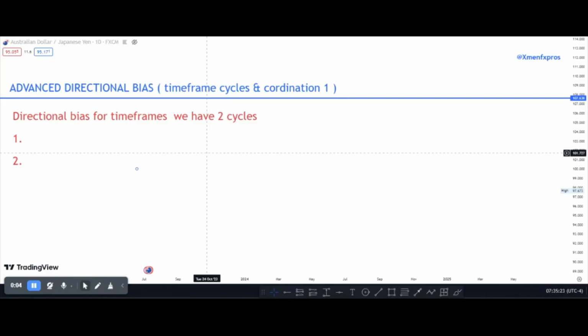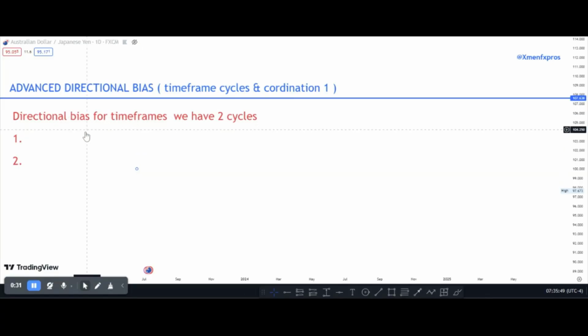So after understanding what directional bias is, we have another important part that we need to pay attention to, like we discussed. We're going to look at what we call time frame cycles and time frame coordination, part one. Under directional bias, since all of us realize that is what we call the actual true trend, for time frames we have mainly two cycles, and these cycles are so important in the market.